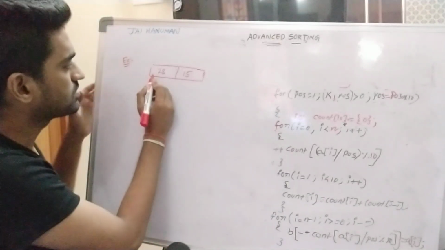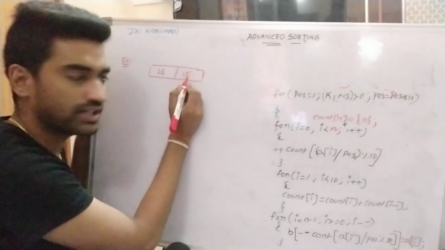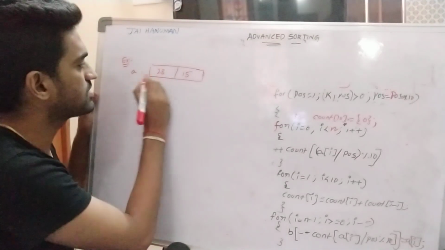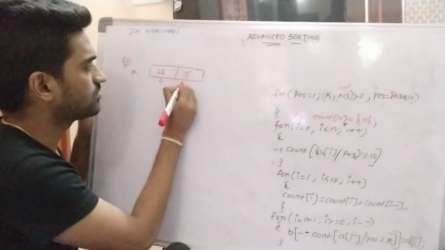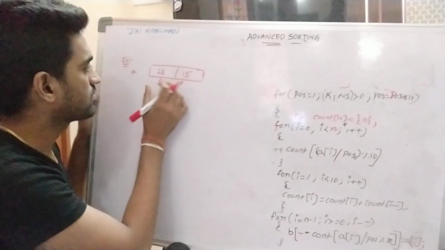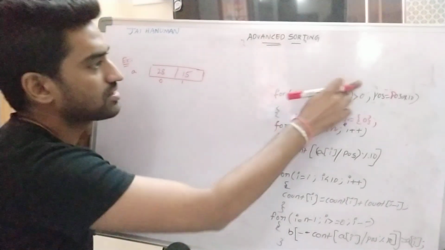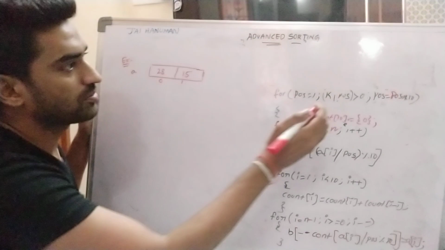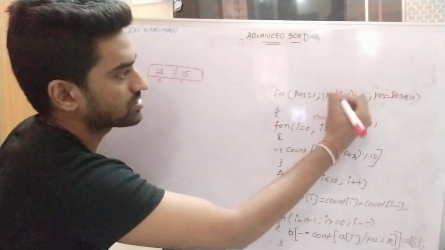Yes, our example is 28, 15. This can be considered as array A, with indices 0, 1. Here I am taking a small example. These are the major loops for performing radix sort, going through the digit positions.